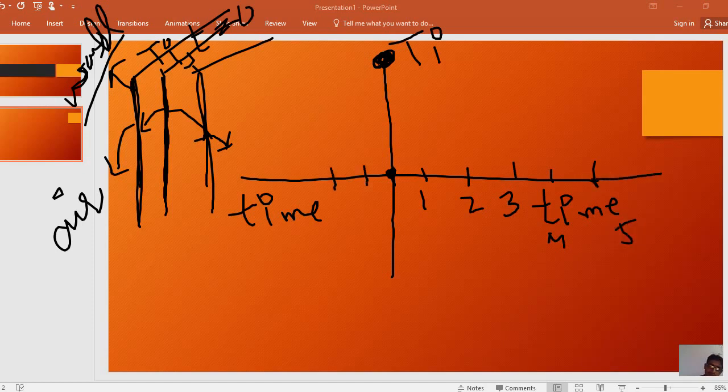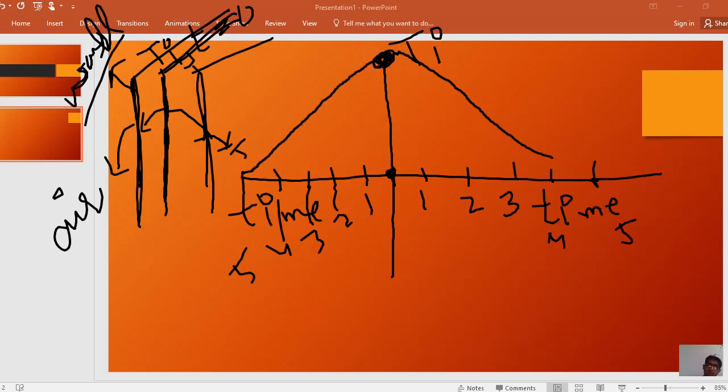These are the times: 1, 2, 3, 4 and 5 hours. So at time t equal to 0, the temperature in the middle of the wall was high. As the time passes, the temperature decreased. So the temperature decreased with the passage of time in the plane wall.